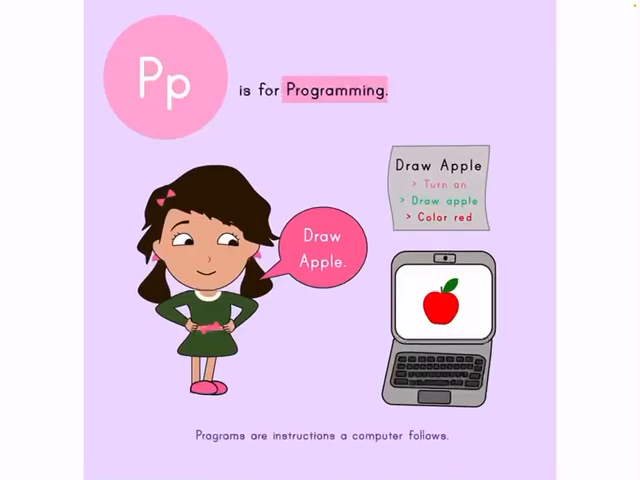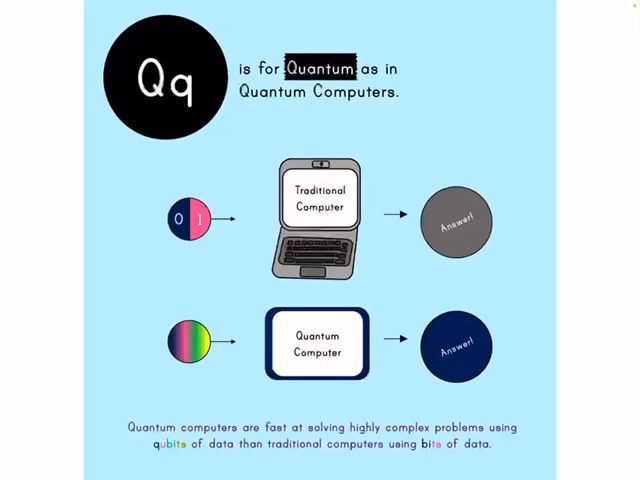P is for programming, where you say draw apple, and the computer listens to your command, and then it goes on to draw an apple. Q is for quantum, as in quantum computers. The traditional computer can only think in zeros and ones, right? Quantum computers are fast at solving highly complex problems using qubits of data rather than traditional computers using bits of data.